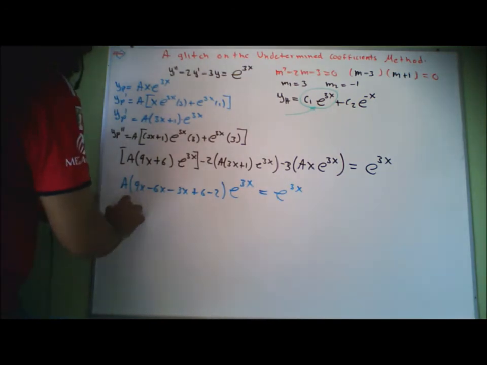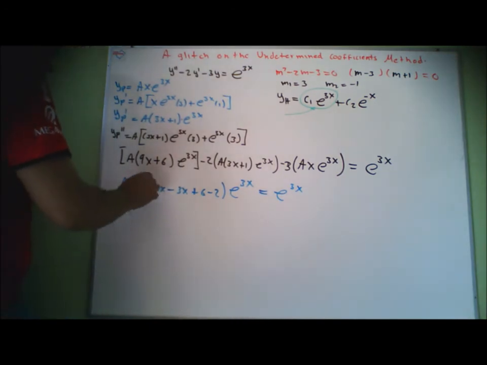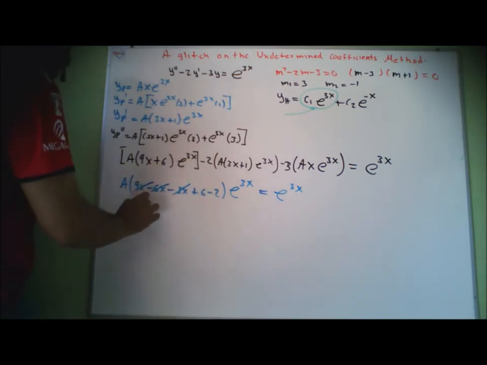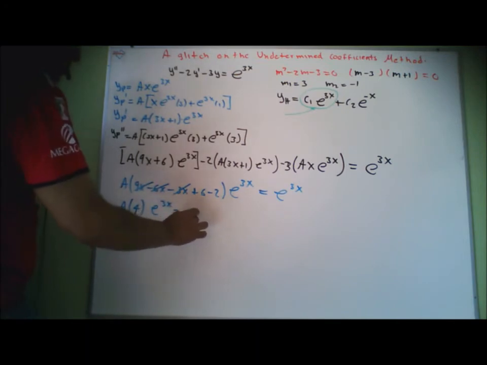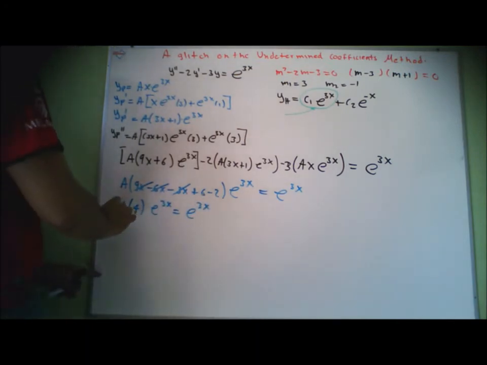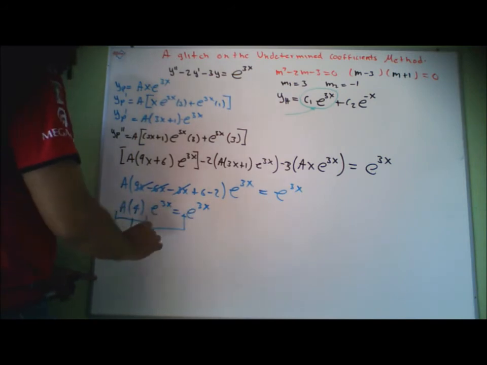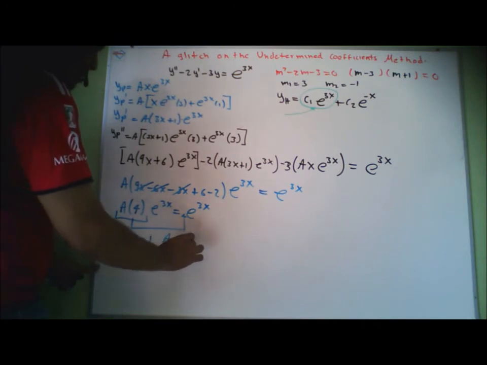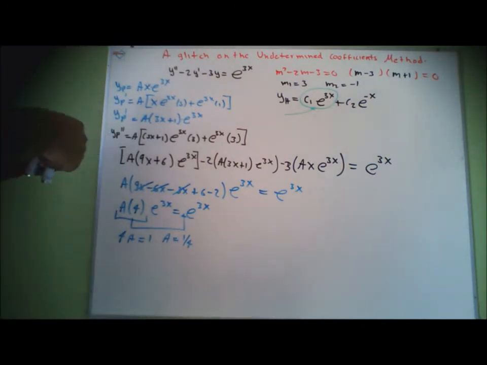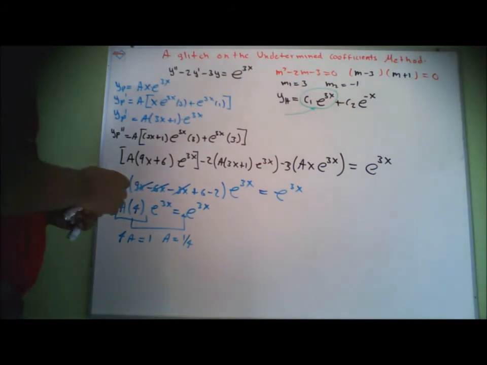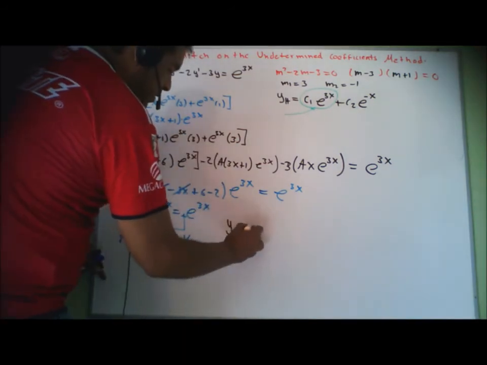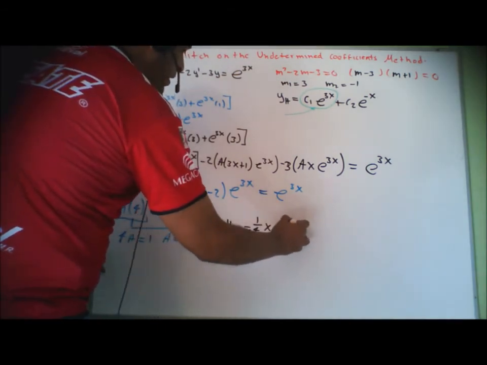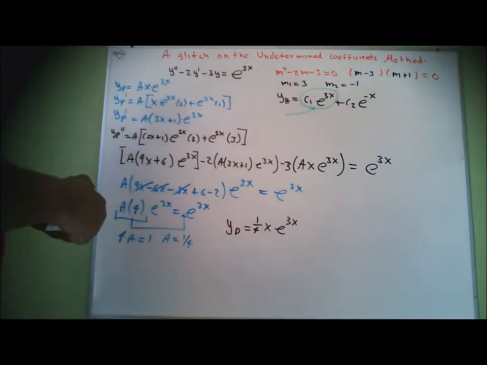Okay, let's reduce this. What happens here is that the x terms cancel. So the only thing left here is a times 6 minus 2, 4 exponential of 3x, equal to the exponential of 3x. So now we can equate this coefficient to this coefficient. So 4a must be equal to 1, so a is equal to 1/4. Now that we have found the coefficient, the particular solution is 1/4 x exponential of 3x.